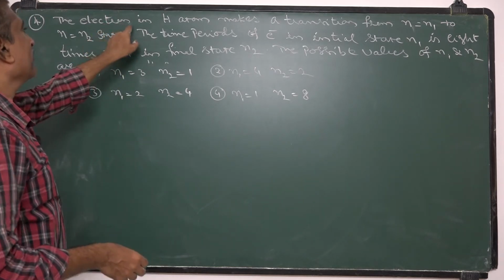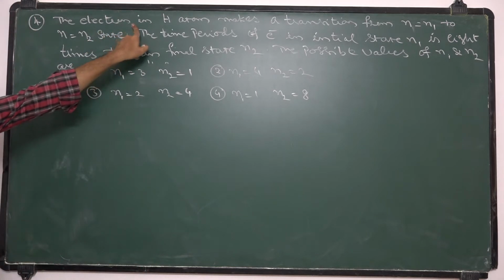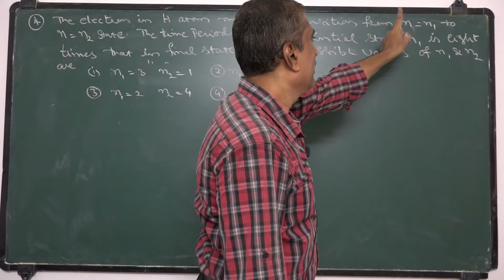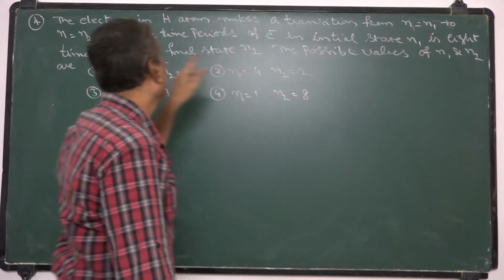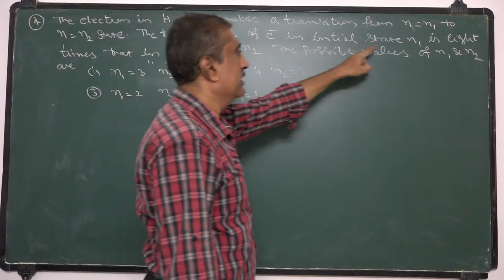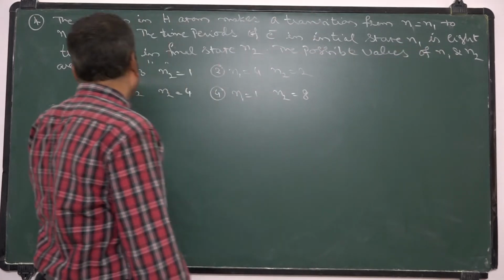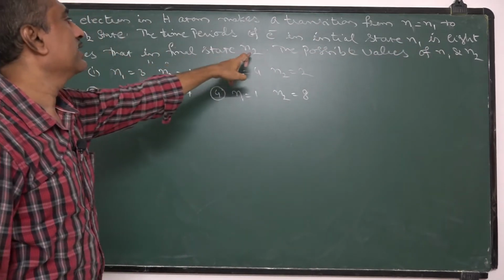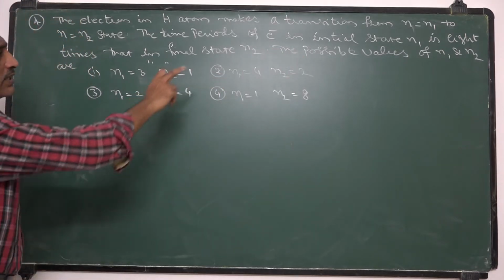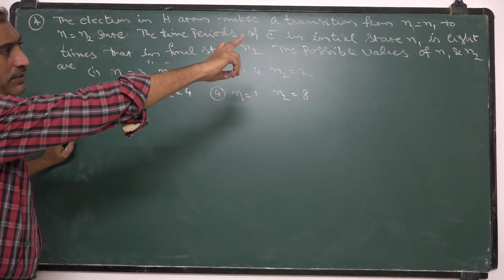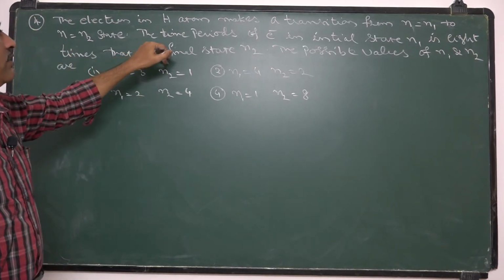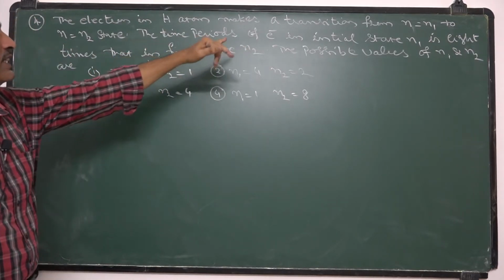The question is, the electron in hydrogen atom makes a transition from n equal to n1 to n equal to n2 state. The time period of electron in initial state n1 is 8 times that in the final state n2. The possible values of n1... Given that electron makes transition from n1 to n2 state, so the time period of n1 state and n2 state is given.